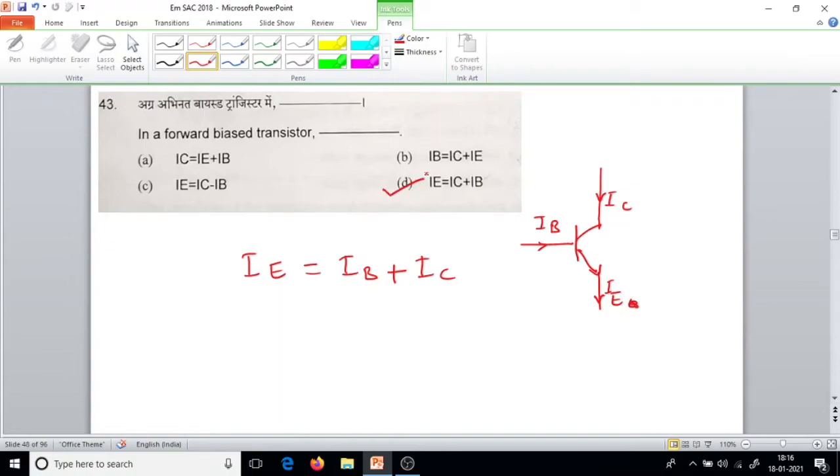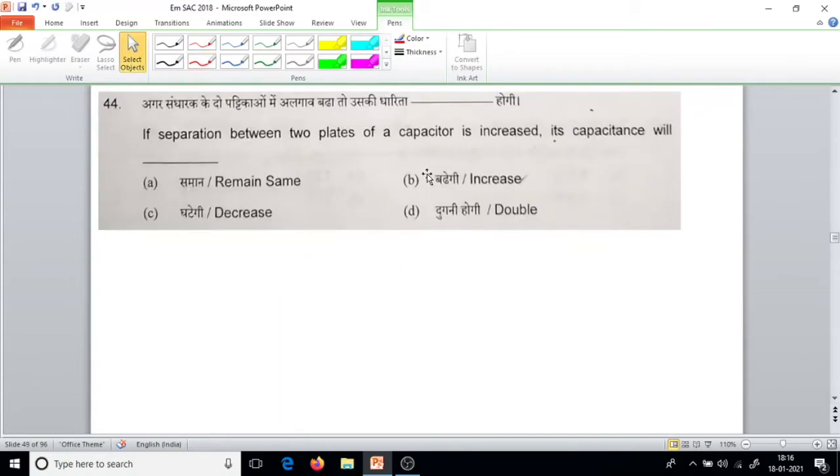IE equal to IC plus IB. Question number 44. If separation between two plates of a capacitor is increased, its capacitance will. What is the equation for capacitance? A epsilon divided by D. So D is in the denominator.